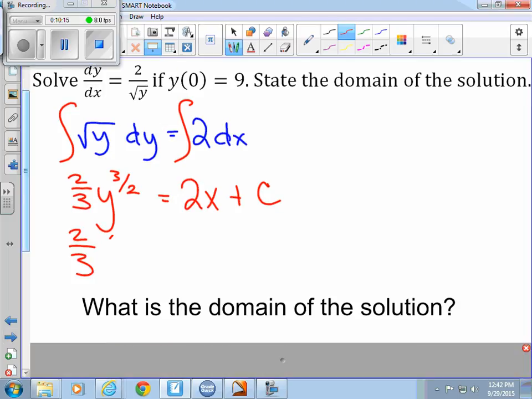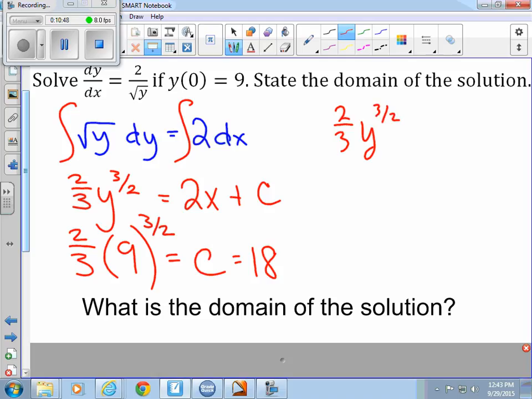Uh-oh, we have to know what exponents mean again. What is a 3 halves power? That would be 27. Square root it first because it's easier than cubing it. So the square root of 9 is 3, cubed is 27. 27 times 2/3 is 18. And so my equation is 2/3 y to the 3 halves equals 2x plus 18.